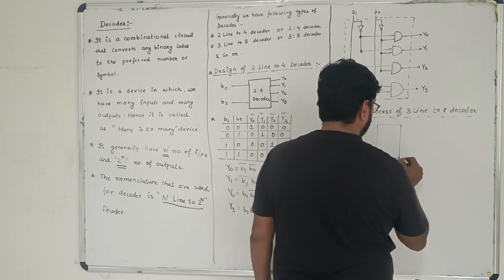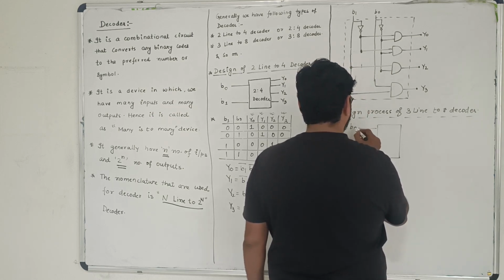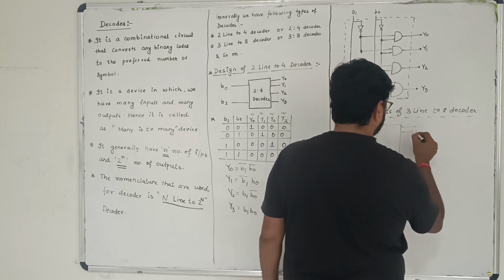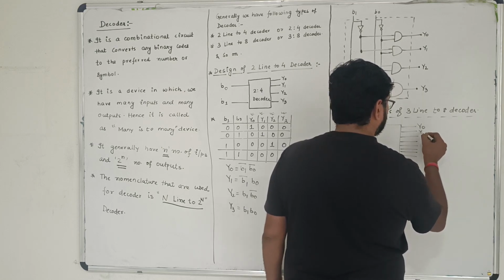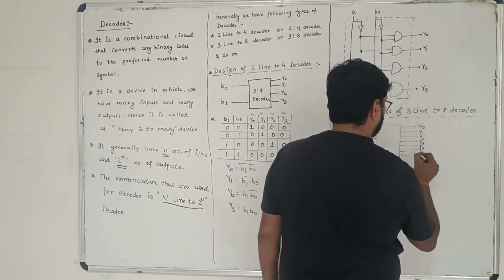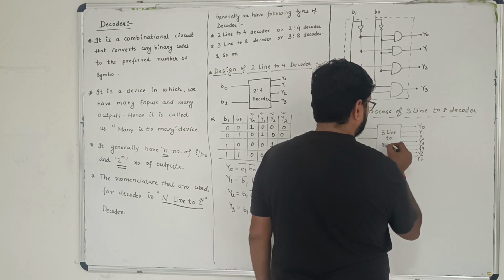There will be 3 inputs. Those 3 inputs will be called B0, B1 and B2. How many outputs? 8 outputs: 0, 1, 2, 3, 4, 5, 6, 7. It will start at Y0, go for Y1, Y2, Y3, Y4, Y5, Y6, Y7. And this one is a 3-line to 8 decoder.